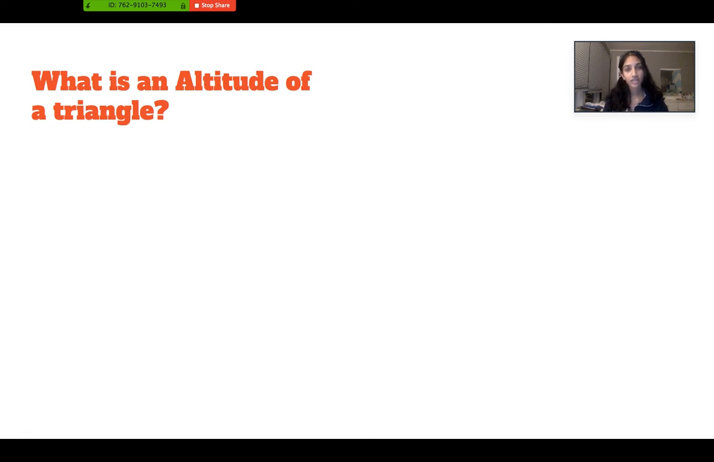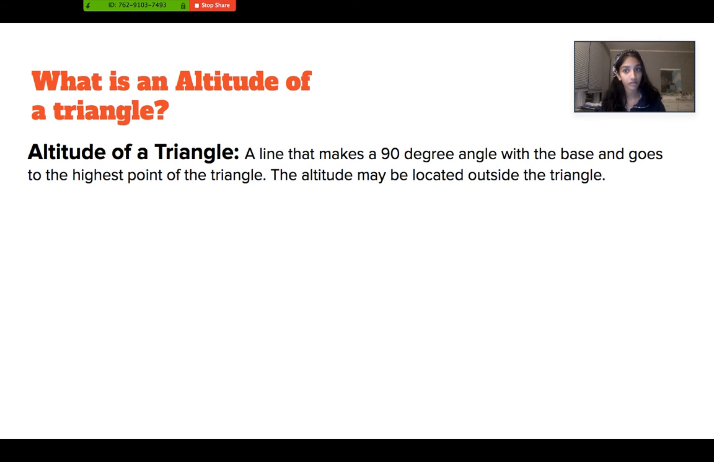Sometimes the height of the triangle isn't as straightforward as other shapes, so we use the altitude of a triangle. The altitude is a line that makes a 90-degree angle with the base and goes to the highest point of the triangle. The altitude can be located outside of the triangle or inside of the triangle.